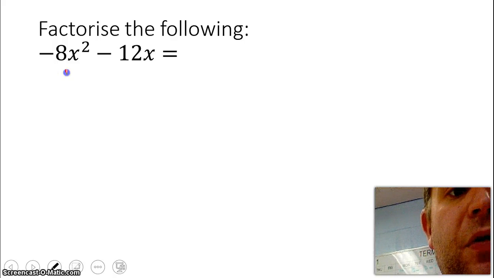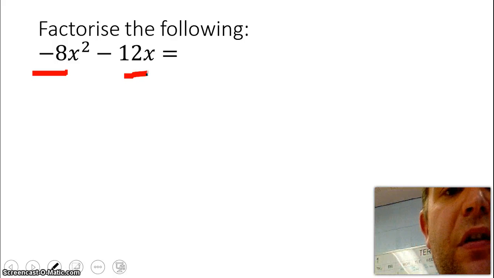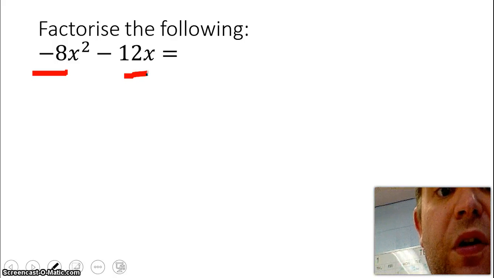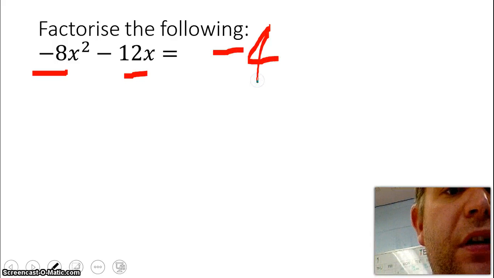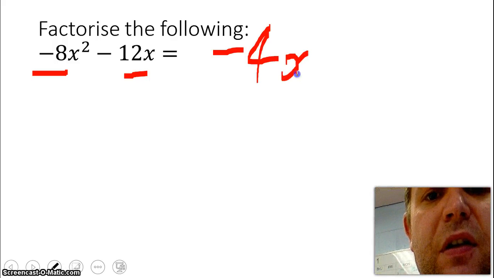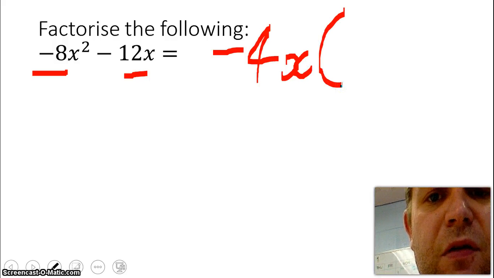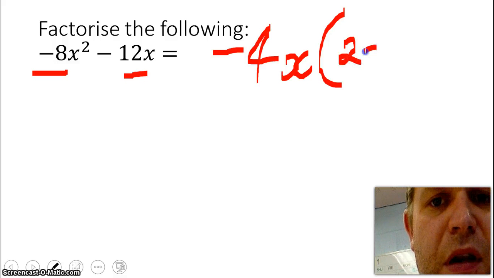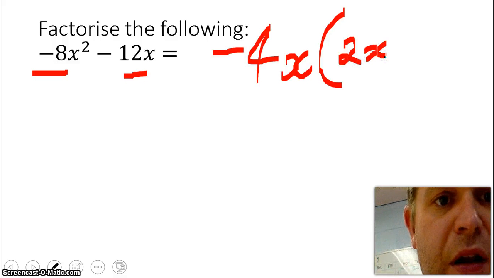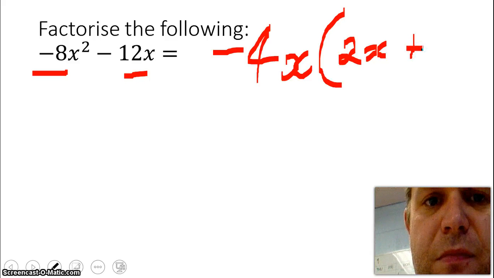In this one here, we've got 8x squared and 12x. So I'm thinking that I might pull out a common factor of 4 for the number, and I'm going to be a little bit cheeky. I'm going to call it minus 4. That gets rid of both of those negatives. I've got x in both of them, so I'm going to take the x out as well. 8x divided by that gives us 2 and an x. And 12 divided by negative 4x gives me positive 3.